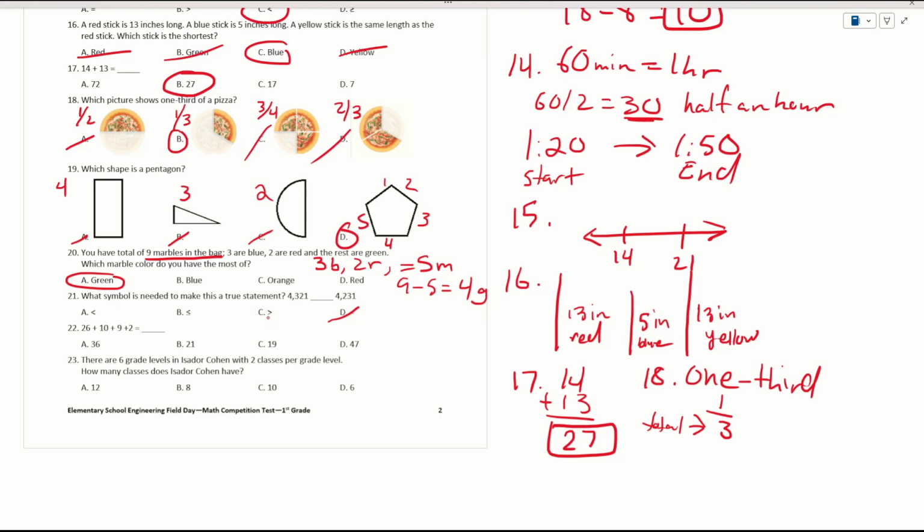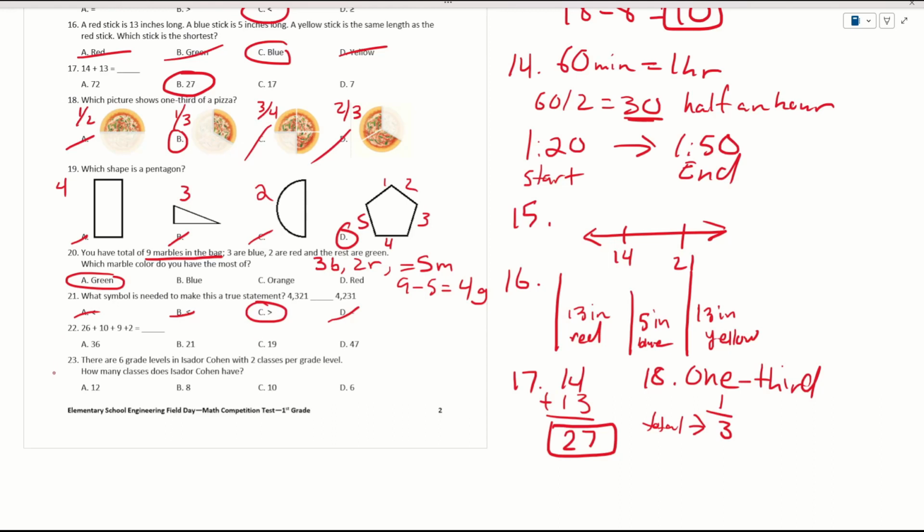If you're unsure what this symbol means, just think of it as an alligator for first graders. Like this, this is like an arrow, left arrow and right arrow. But think of it, this one wants to eat the one that is bigger, and this one wants to eat the one that is bigger. Okay, this is a less than or equal to for that. It cannot be A or B because 4,321 is not less than 4,231, so it has to be C.